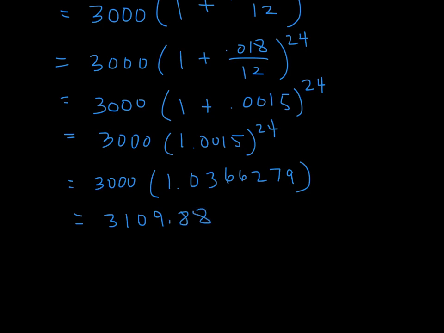0.88. And then these are approximately equal. I'm rounding here. Once I got to this point where I got 1.0366279, I eventually cut it off there because it kept going. So I'm saying approximately. And of course, we're talking about money, so we wanted to round to the nearest hundredth or the nearest cent. So the final answer, the total amount that's in the account after 2 years would be about $3,109.88.